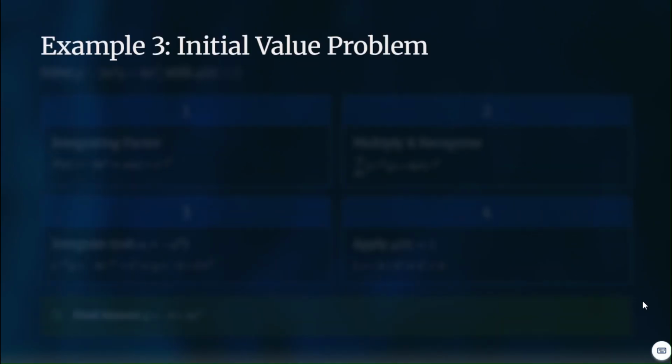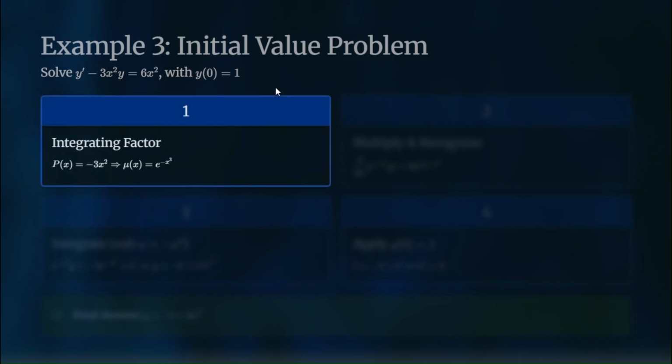In this next example, we have what we call an initial value problem. So we want to solve y prime minus 3x squared y equals 6x squared, but in this case we have a condition: y of 0 must be equal to 1. So let's see how that applies. First, our equation is already in standard form, so we can identify p of x in this case is negative 3x squared. So we can find our integrating factor.